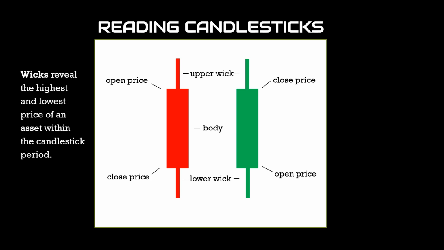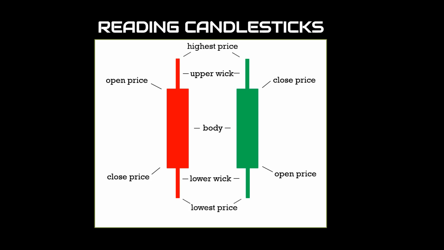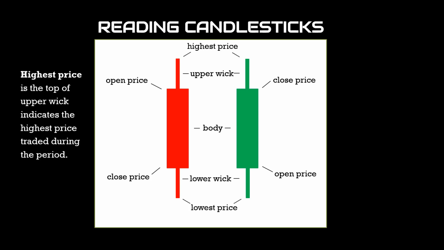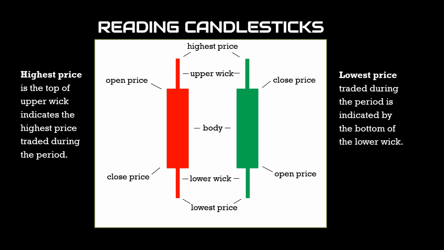Wicks. These are also called tails or shadows. They reveal the highest and lowest price of an asset within the candlestick period. If there is no wick, the opening and closing prices are the lowest and highest price. Highest price is the top of the upper wick, and indicates the highest price traded during the period. The lowest price traded during the period is indicated by the bottom of the lower wick.